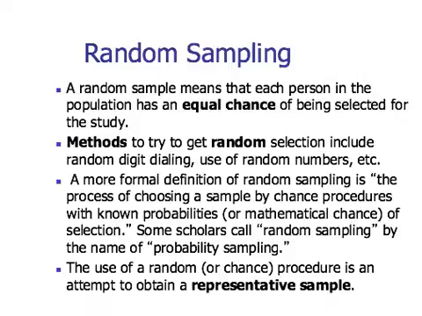I'll talk about some of these other methods in a moment, but a more formal definition of random sampling is the process of choosing a sample by chance procedures with known probabilities or mathematical chance of selection. If that's a little advanced for you, don't worry about that if English is not your native language. Some scholars call random sampling by another name, probability sampling, because probability plays a role in this. Now, the use of random or chance procedure is an attempt to obtain a representative sample.